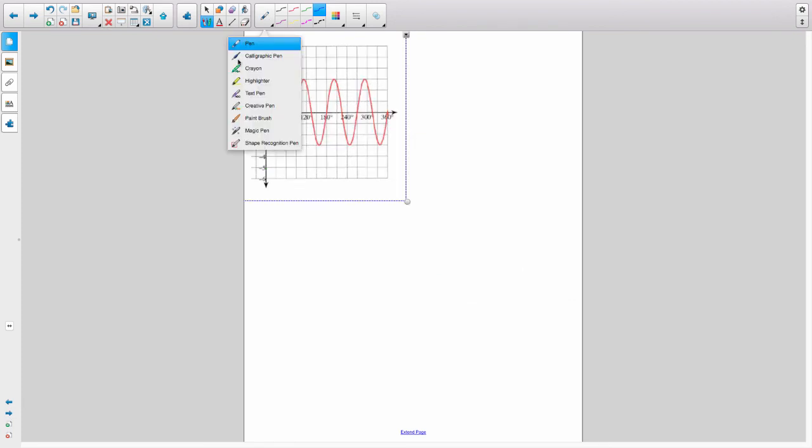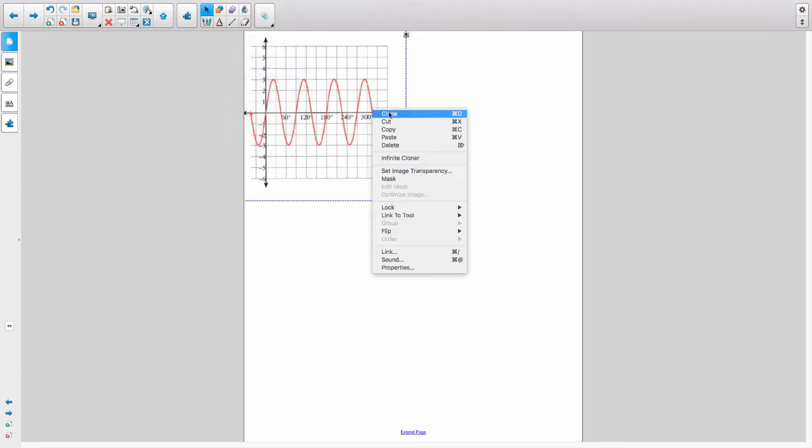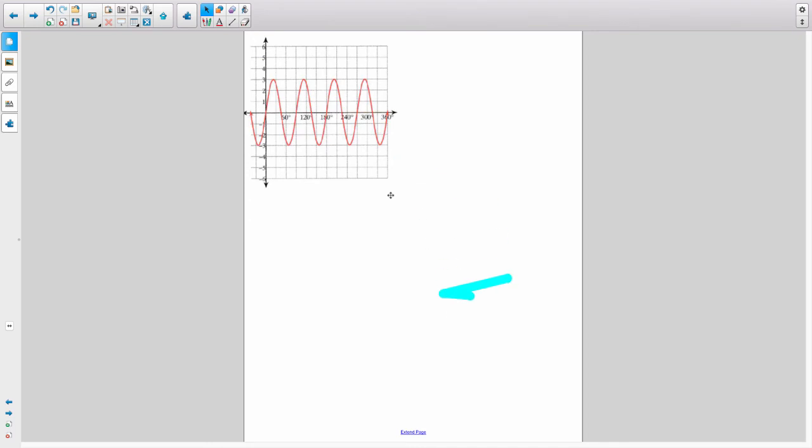Okay, where's my midline? Midline is here. That's my midline. So from there I can find my amplitude by measuring this distance. I count out to be 3, so A is 3.